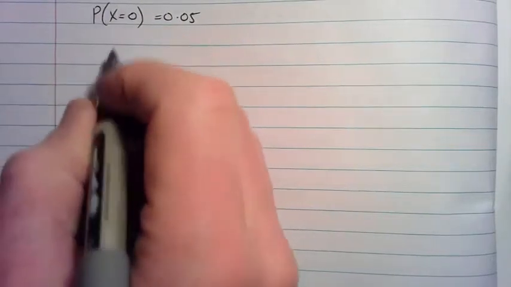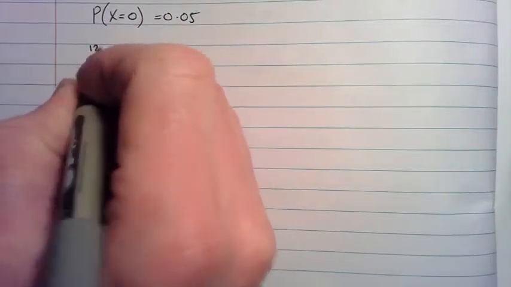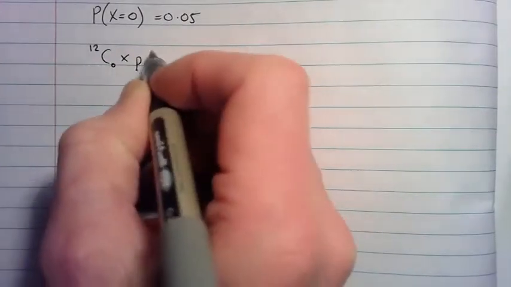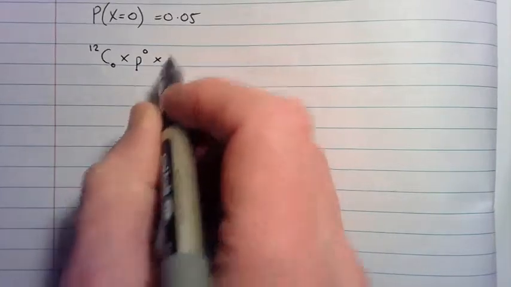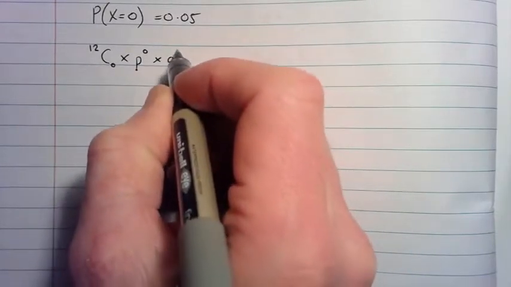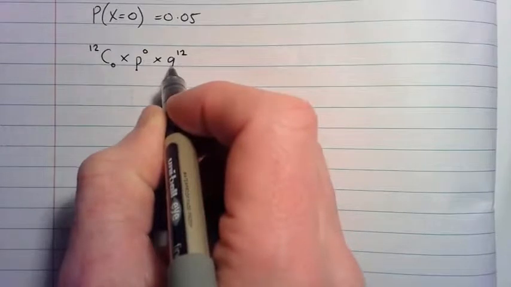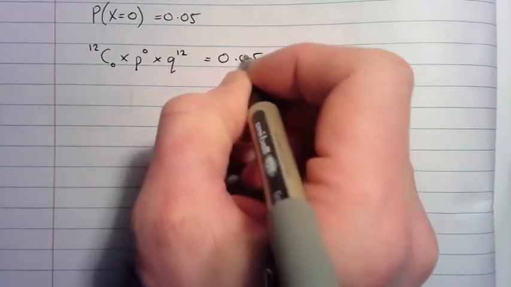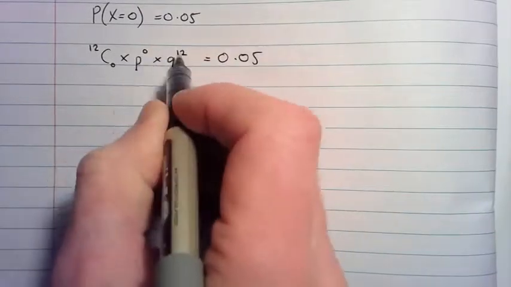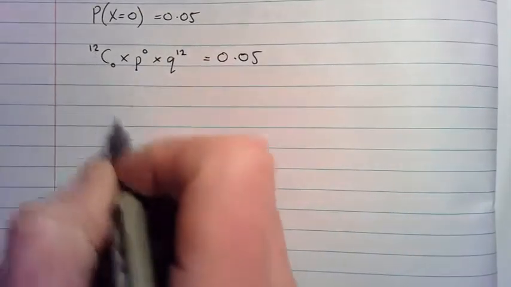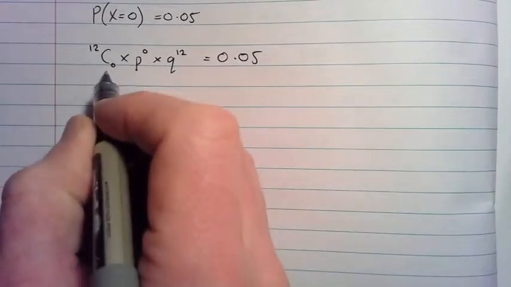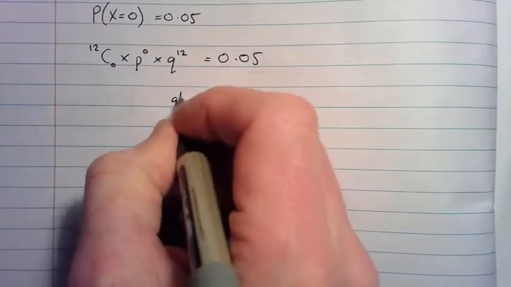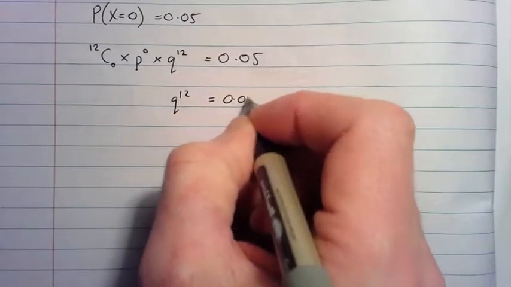Now this is quite nice because if we use the formula for that, we get 12C0 times the probability of success, which is p to the 0, times the probability of failure, which I write as q, or you could write as 1 minus p, to the power of 12. Okay, so no successes, 12 failures, and so 12C0 there. Now 12C0 is 1. Anything to the power of 0 is 1 as well. So we're simply left with q to the 12 equals 0.05.